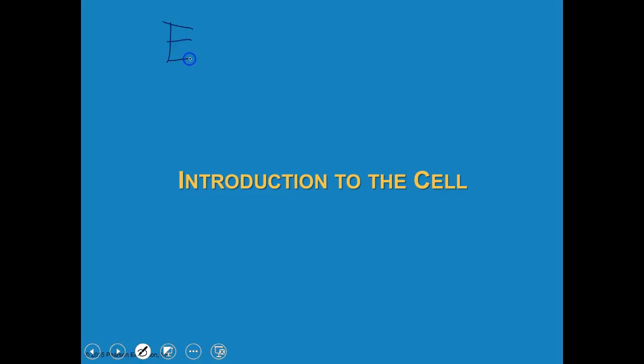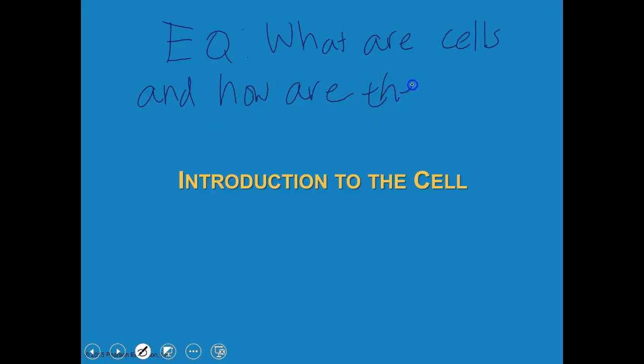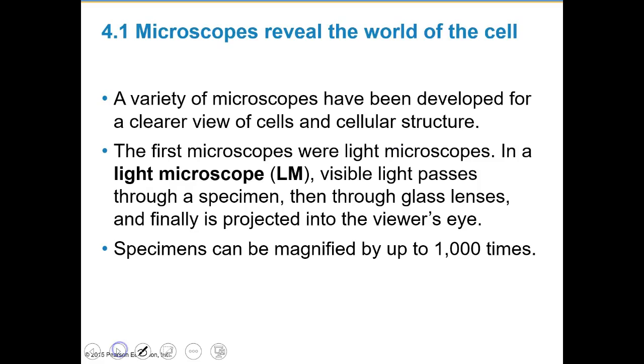So we need an essential question for this. I think our essential question should be, what are cells? That's what we're trying to figure out. And how are they classified? Because there's a couple of different types of cells, and so we want to be able to distinguish between them. So what are cells and how are they classified?